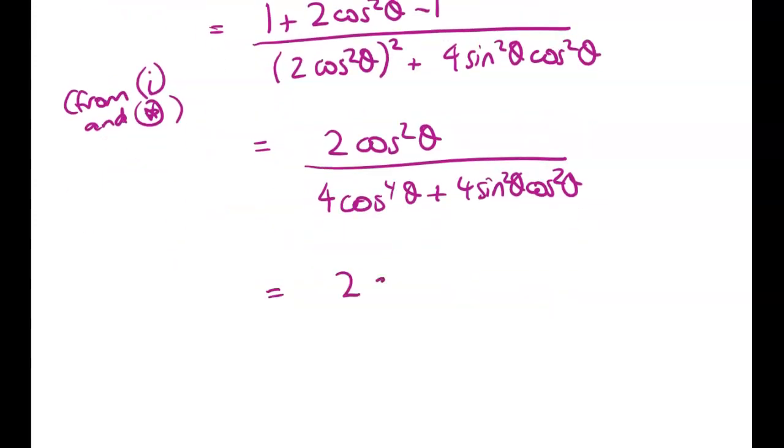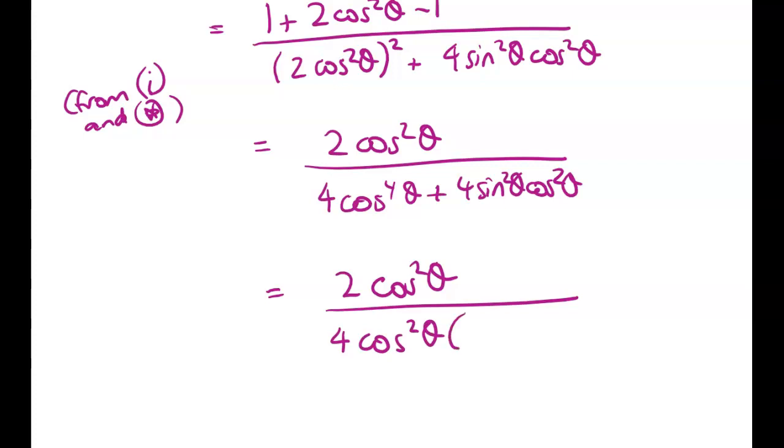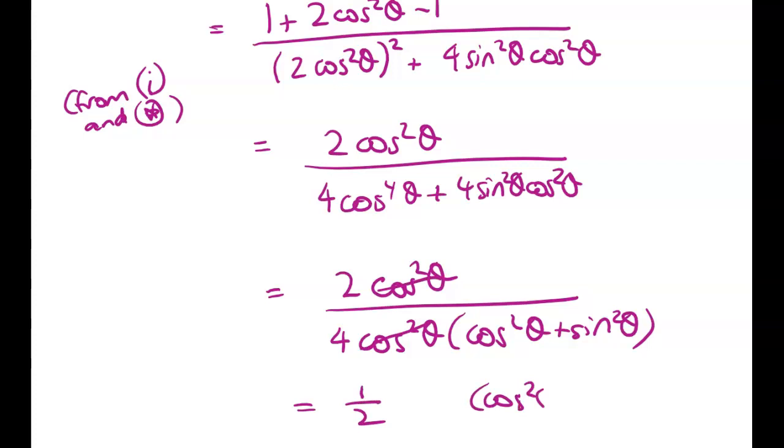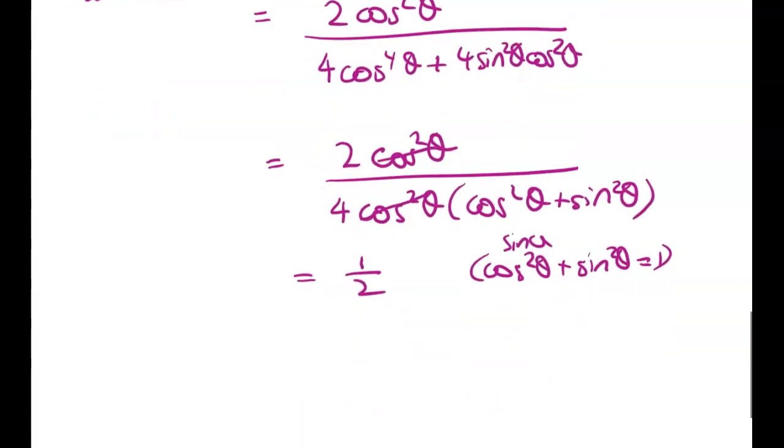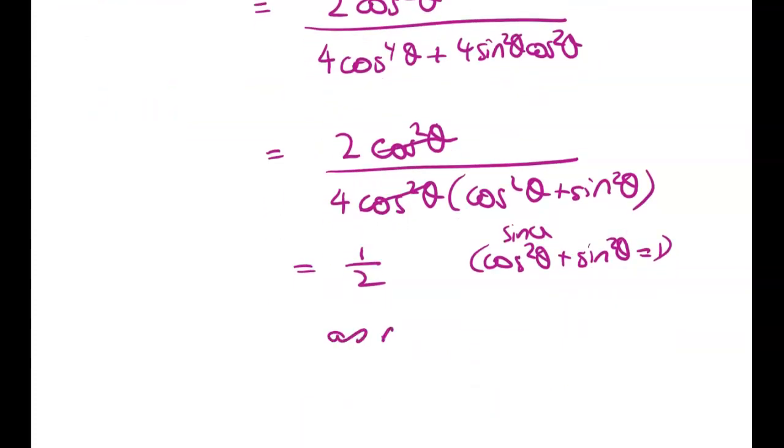We get 2 cos squared theta over 4 cos squared theta times cos squared theta plus sine squared theta, which is equal to 1/2, because cos squared theta plus sine squared theta is equal to 1. Right, and that was what we had to show, that the real part of 1 over z was constant, so there's no theta in there.